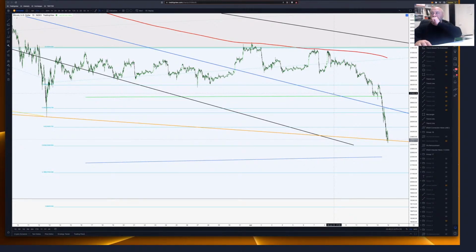Do you really rely on candlestick indicators? Candlestick indicators? No, just look at the candlesticks themselves.